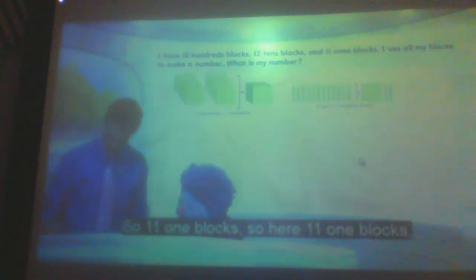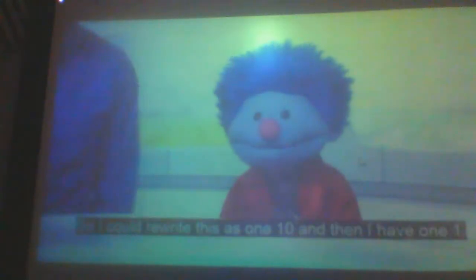And then finally, we're told that we have 11 ones blocks. So here are 11 ones blocks. 5, 10, and 1 is 11. Well, we know that every time we have 10 ones, that's the same thing as one long. It's 10. Right. So I could rewrite this as 10, and then I have 1 one, which is also easier to see. Exactly. And now if we put it all together, Joey, what do we have? Well, we've got 1,000, so there's the 1,000. We have 12 tens, which we see now is 100, and then we have 2 tens.